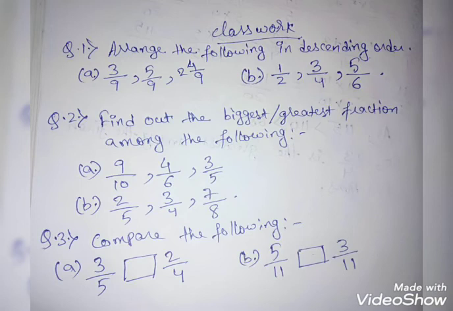Question number 3. Compare the following. Here in the box you have to put the markings, which one is bigger, which one is greater. Greater than or smaller than marks will be in the box. Okay. So number A is 3 by 5 and 2 by 4. Number B is 5 by 11 and 3 by 11. So this is for your today's classwork. You have to do it in your math classwork copy.